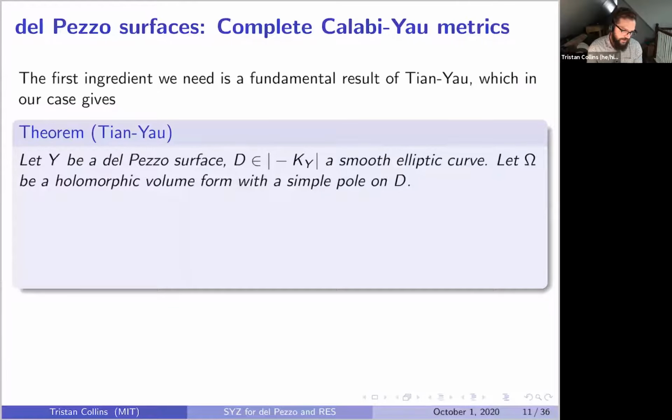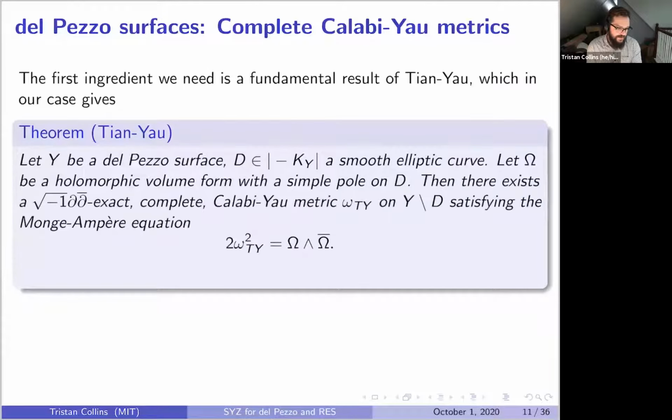So the first ingredient, on the del Pezzo side, is a theorem of Tian and Yau, which says that if you have a del Pezzo surface with a smooth anticanonical divisor D, which isn't necessarily an elliptic curve by adjunction, and a holomorphic volume form with a simple pole on D, then there exists a dd-bar exact complete Calabi-Yau metric, which I'll call the Tian-Yau metric, on the complement of D, which satisfies the Monge-Ampère equation. I've scaled things appropriately here, but the point is it satisfies the Monge-Ampère equation.